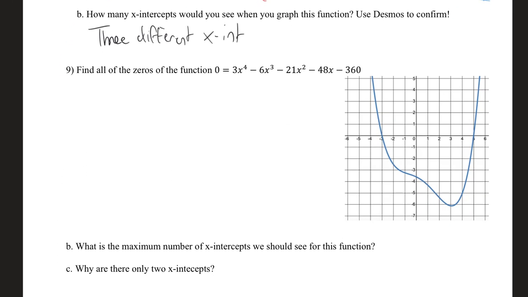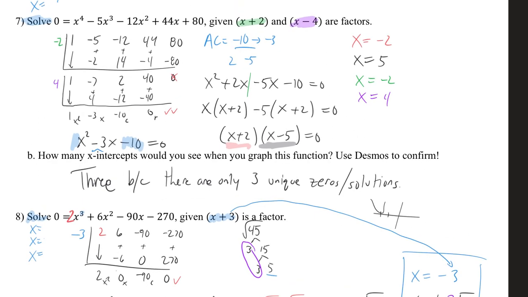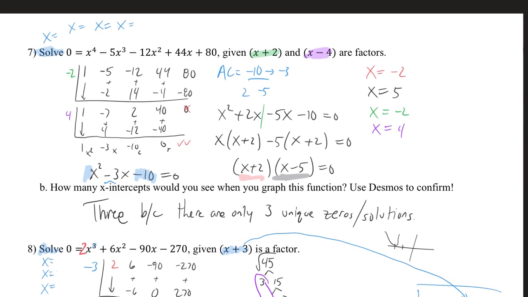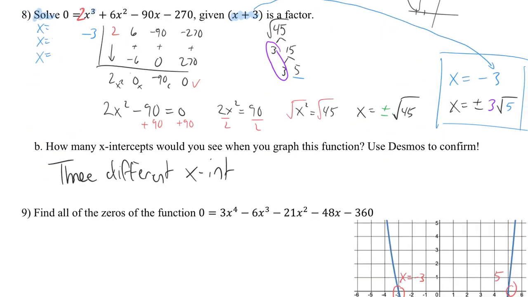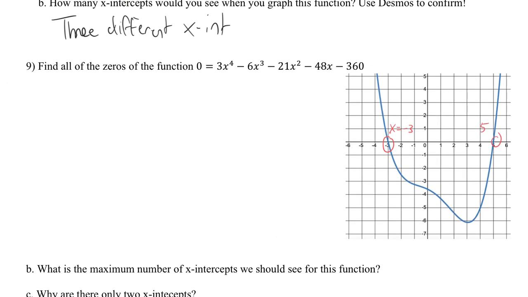Last one here, find all the zeros. So I want to pay attention to the graph, see what we're being given over here. So here we have x equals negative 3, and here we have x equals 5. So it's kind of like the first problem we did up here, we're going to have to do some layers, since we have 2 zeros, 2 factors to get rid of. And how many should we have? Find all the zeros. We should end up with 4. So we already knew 2 of them. That's nice.